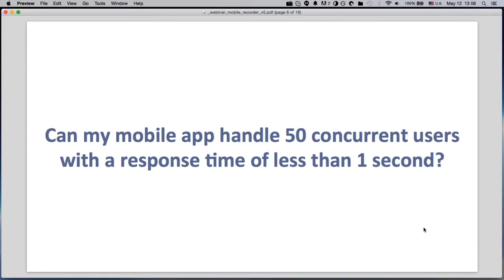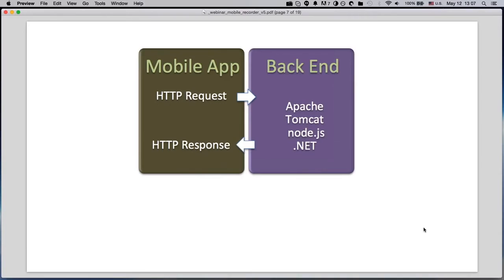So we understand the importance, going back to what's the actual real user case scenario that we're gonna be showing in today's webinar? Let's say you have a native mobile app and you wanna answer the simple question: can your mobile app handle 50 concurrent users with a response time of less than 1 second? That's a very valid question. And that's what we're going to answer today with an actual real native mobile app and the back end.